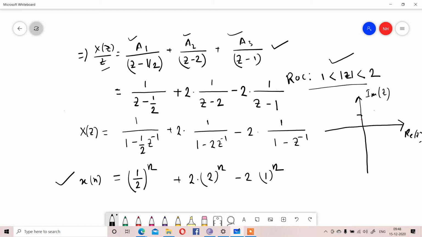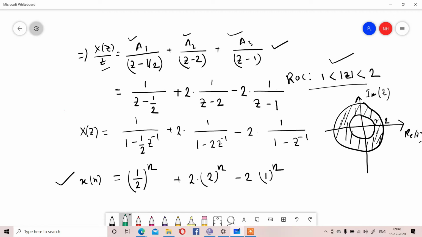So draw two circles, 1 and 2. That is one value, that is two value. So ROC will be in between that. So that will be your ROC, considering the condition.